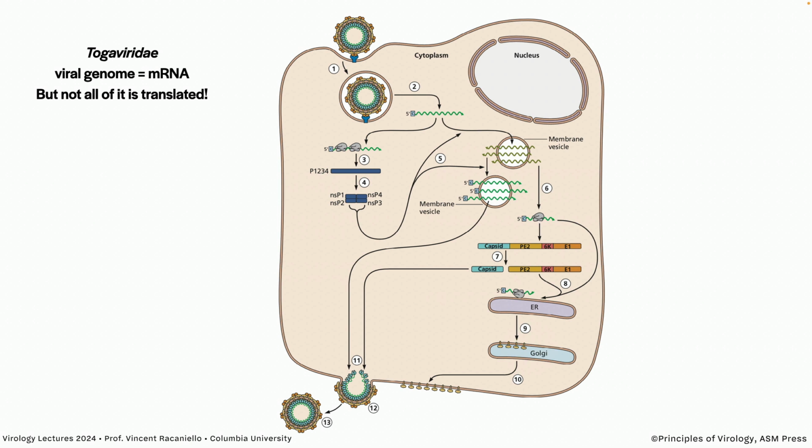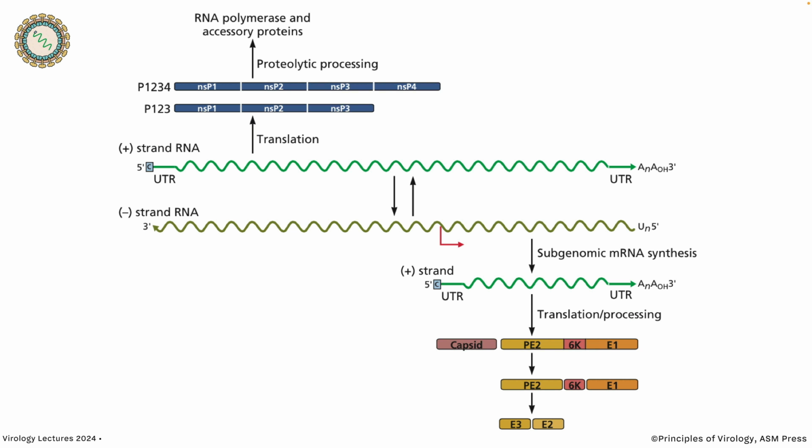So the input RNA is not fully translated. To get to the rest of it, you need to make a subgenomic RNA, and that subgenomic RNA encodes the structural proteins, the capsid protein that makes up the capsid shell, and then glycoproteins that end up in the membrane of the virus. So here's a schematic of what's going on here.